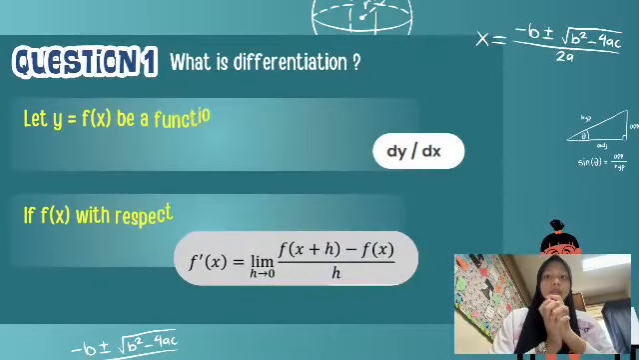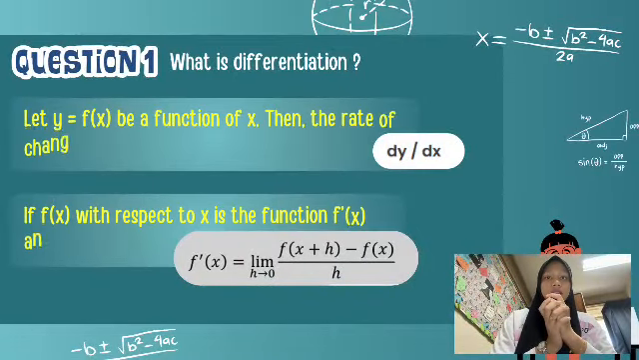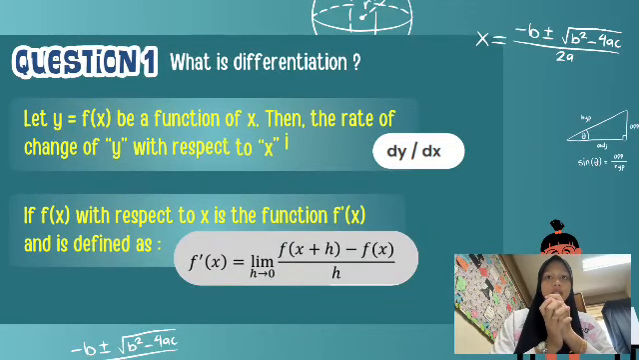Let y equal f(x) be a function of x, then the rate of change of y with respect to x is given by dy over dx. In simple terms, it tells us how fast the value of y changes when x changes. This rate of change is represented by dy over dx, which is called the derivative of y with respect to x.